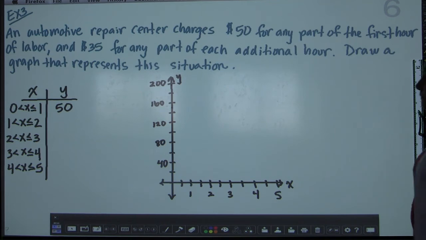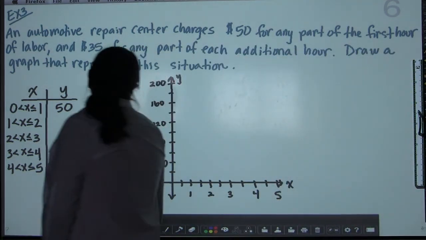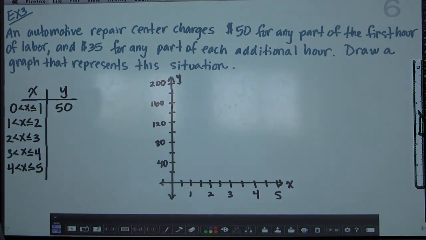So here we have an example. It says an automotive repair center charges $50 for any part of the first hour of labor and $35 for any part of each additional hour. Draw a graph that represents this situation. And I will tell you right now that the easiest thing to do here is not asking us to come up with an equation, which would be a little more challenging. It's just asking us to figure out a couple of data points that we can actually graph.